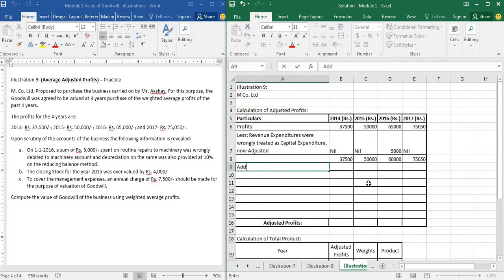In order to make that correction, we'll have to add it back to the profits. It started from the year 2016. In 2016 the depreciation amount was 500 and in 2017 it was 450. So let us add it back. 37,500 for 2014. For 2015 it will be 50,000 as it is. Here we are adding it back, so it will become 60,500. Let me just calculate it. Let's not leave it to chance.